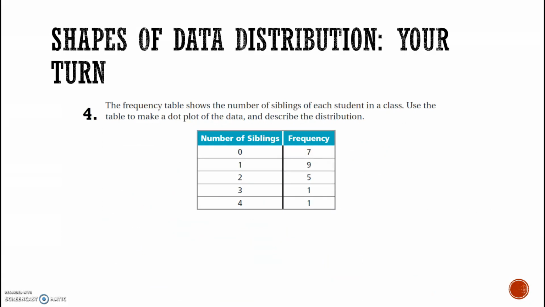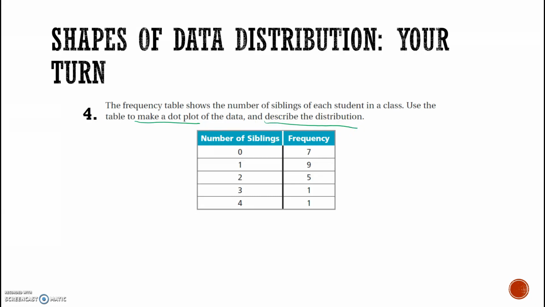Last one. Now we're going to use a frequency table. From this frequency table, you're going to have to go back and remember what we learned about dot plots and frequency tables. Create a dot plot and then describe the distribution. So two things: make a dot plot, describe the distribution. Pause the video and press play when you're done.